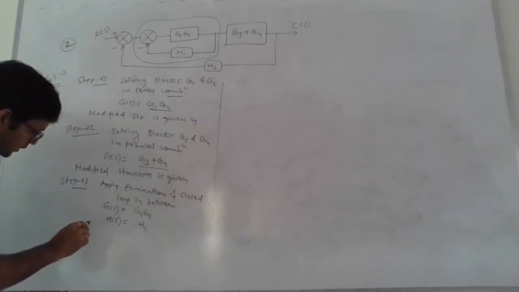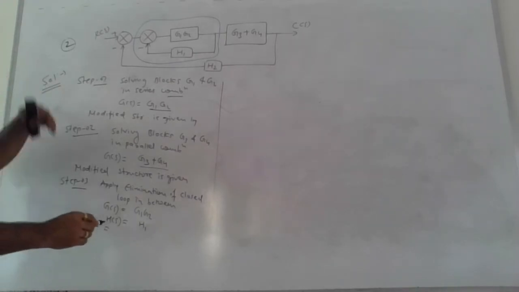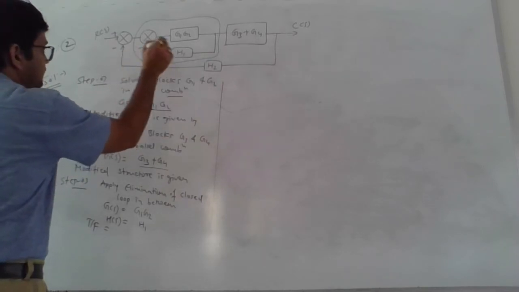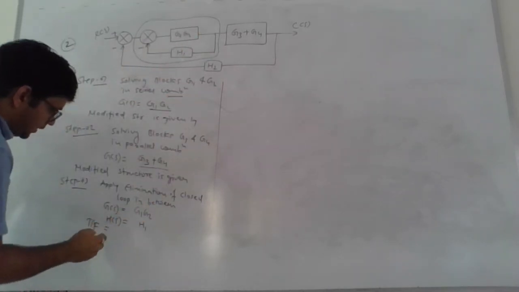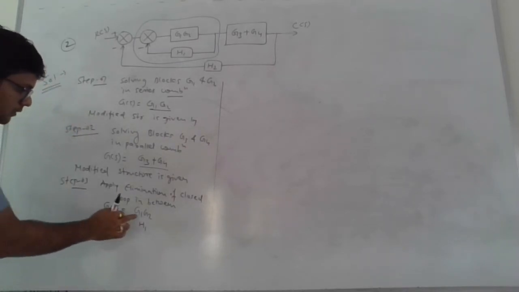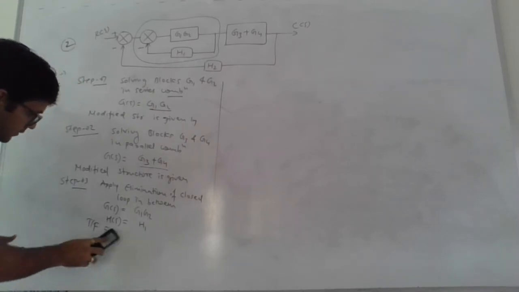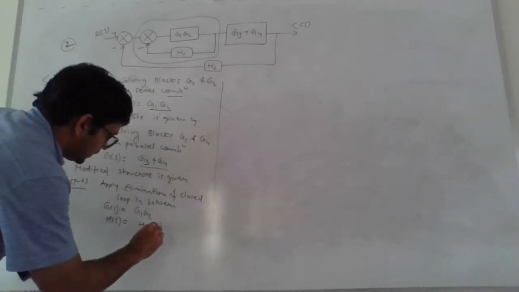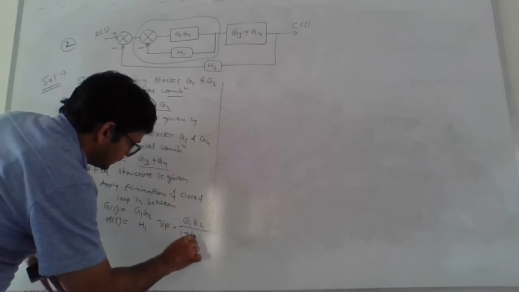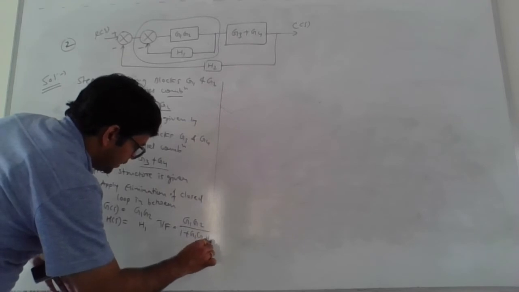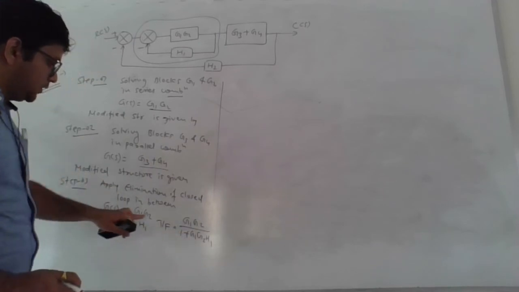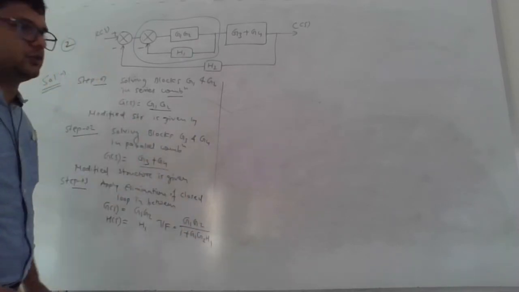Therefore, the transfer function is nothing but G of S upon 1 plus G of S into H of S. Now why here I have mentioned plus? Because the nature of feedback signal is minus. So transfer function is nothing but G of S upon 1 plus G of S into H of S, but G of S is nothing but G1 into G2. So directly I am writing here, transfer function is nothing but G1 into G2 upon 1 plus G1 into G2 into H1, G of S upon 1 plus G of S into H of S, where G of S is nothing but G1 into G2 and H of S is nothing but your H1.